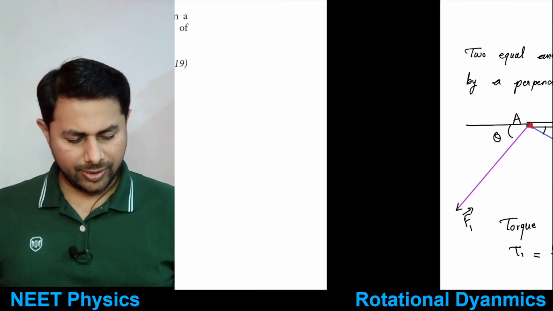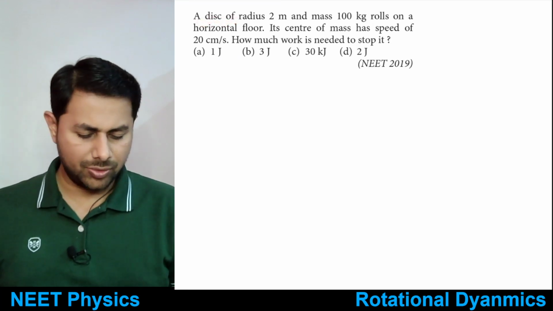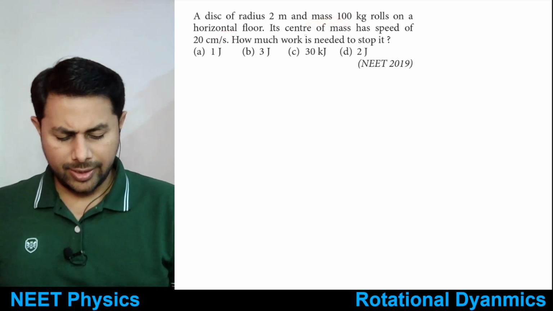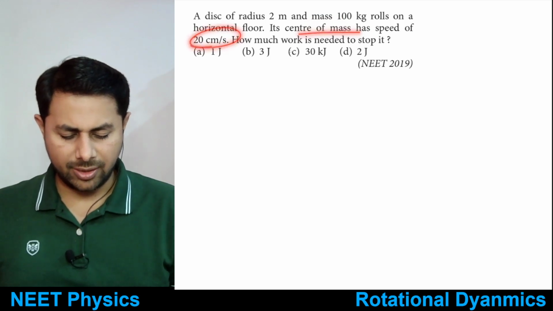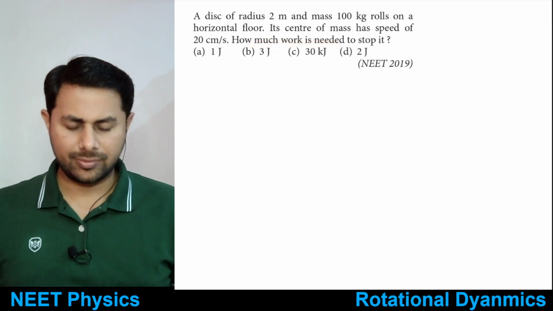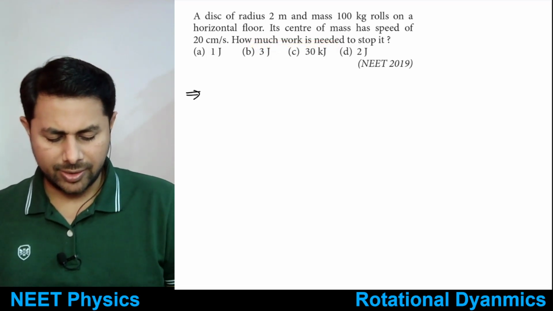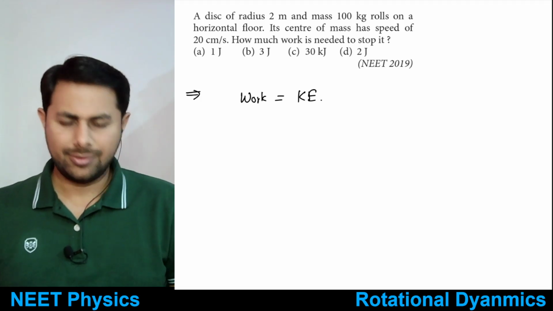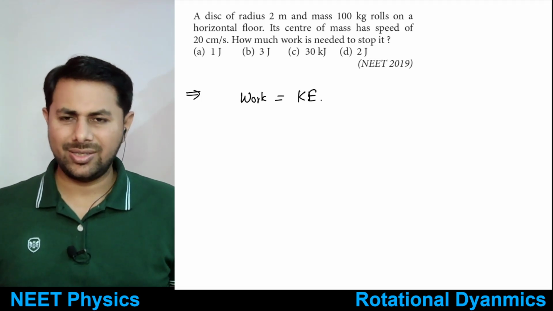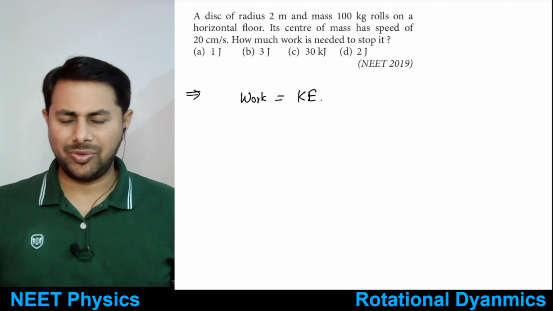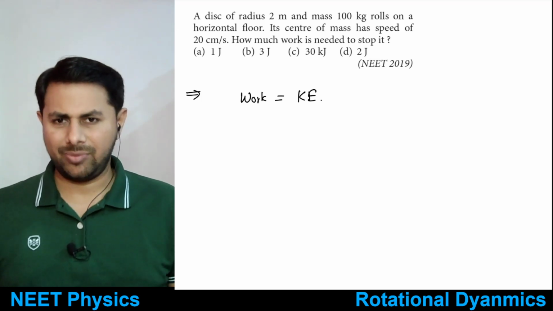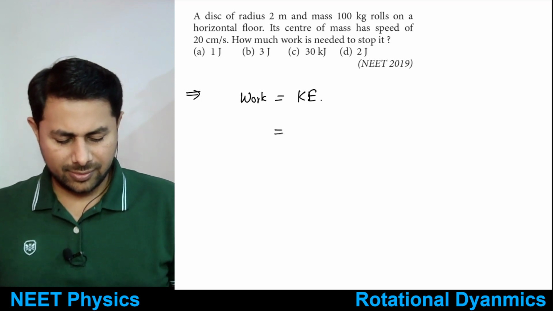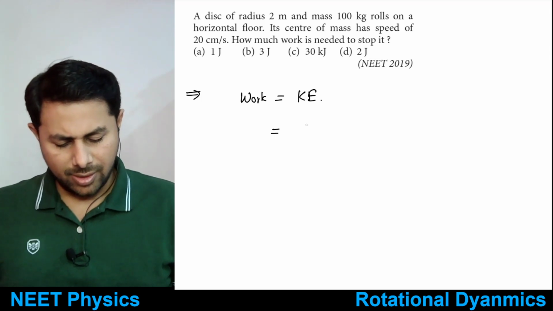Then let's see the next one. This is also from NEET 2019. A disc of radius 2 meters and mass 100 kg rolls on a horizontal floor. Its center of mass has speed of 20 centimeters per second. How much work is needed to stop it? So work required is equal to the kinetic energy, right? Whatever energy it has, we want to make that energy equal to 0. So work required to be done is equal to its kinetic energy, right?